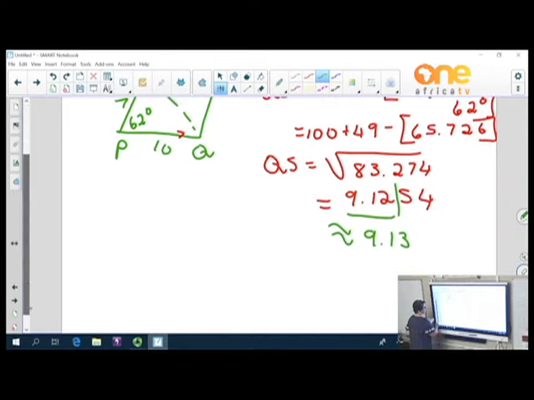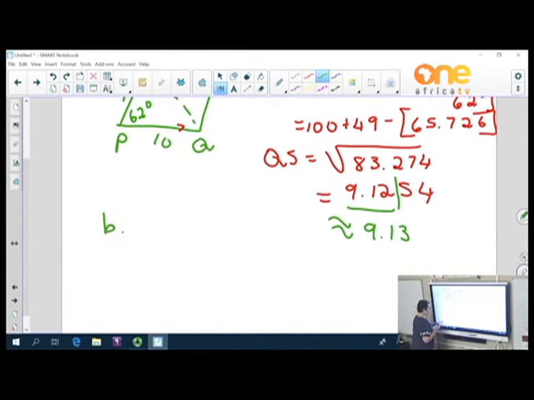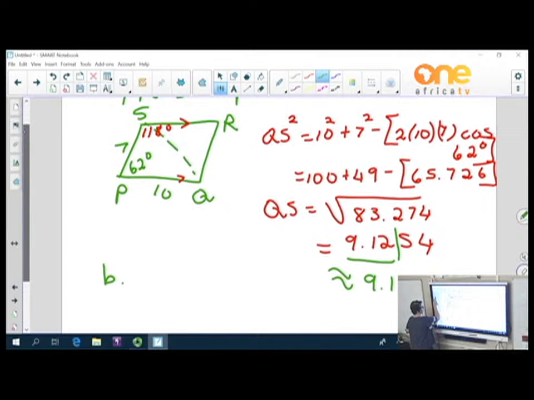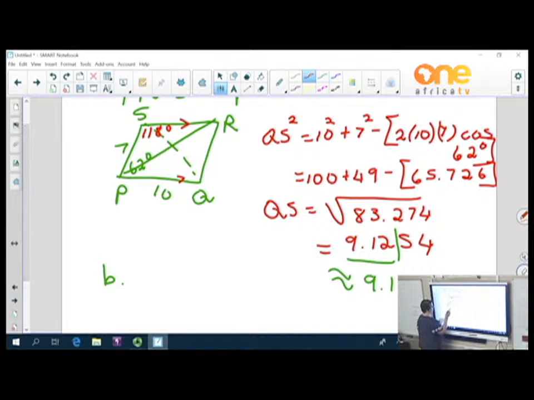But there's also a B part, and now they want us to calculate PR. So this is this diagonal. Those two diagonals are not equal. We have now to calculate another angle there. This is where we're going to use this 118 degrees, because it means this angle here is 118 degrees. In the parallelogram, opposite angles are equal. We want to calculate PR now. Obviously this one is also 7 because it is a parallelogram.